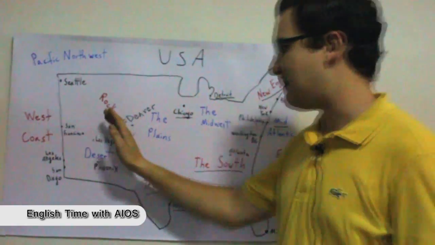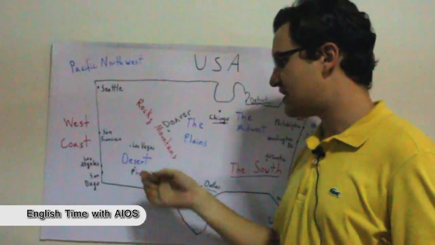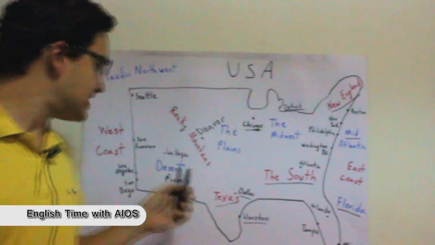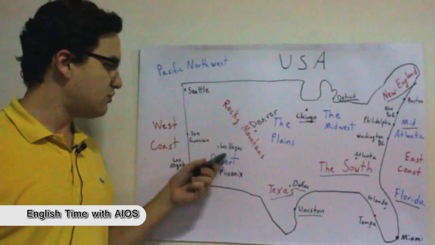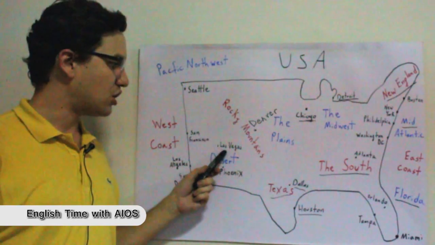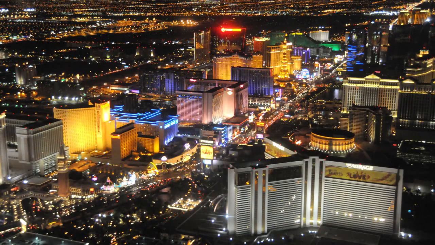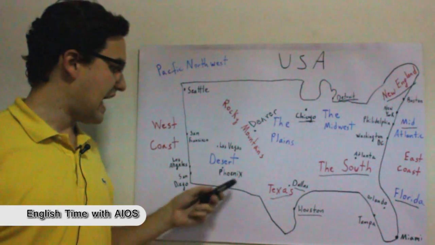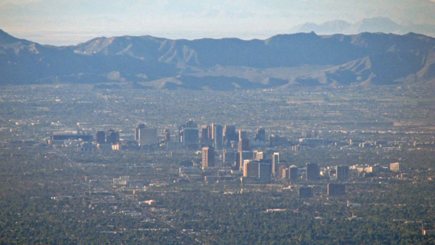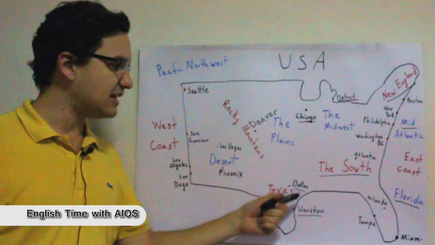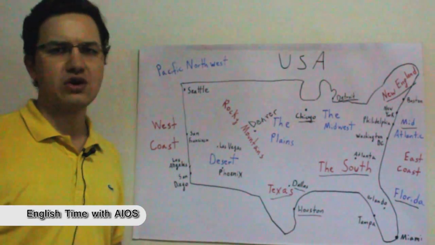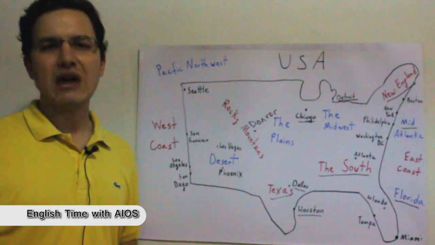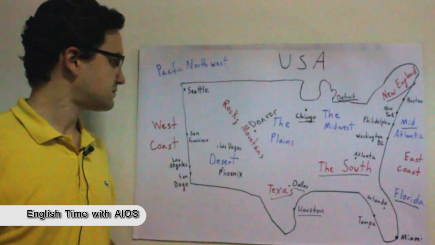When you get past the mountains, you then reach the desert. The desert is very hot and full of sand. Two famous cities in the desert are Las Vegas, famous for gambling and tourism, and Phoenix, a very large city with, again, kind of like Dallas, many different industries, banking, insurance, all kinds of just regular business jobs.